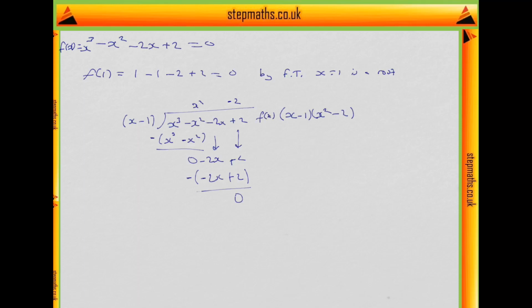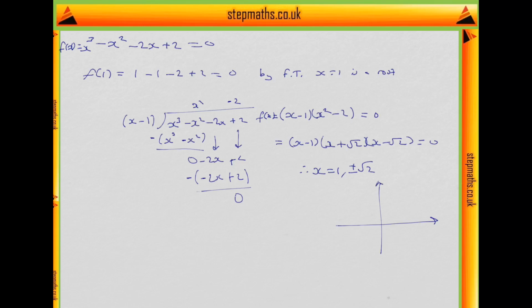So that's the same as f of x. And that being equal to 0 is simply x minus 1 times, as a difference of two squares, x plus root 2 and x minus root 2, equal to 0. Therefore, x is equal to 1 or plus or minus root 2. So let's sketch this quickly to find out when it is less than 0.